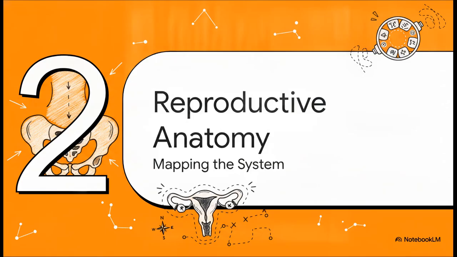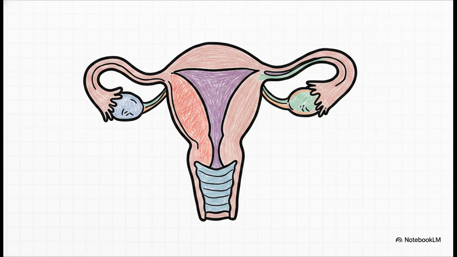Moving right along to Section 2, Mapping the Reproductive Anatomy. So the uterus is actually made of 3 distinct layers. You've got the inner endometrium, that's the layer that swells up every single month to accept a fertilized egg, then the thick, muscular middle layer called the myometrium, and the outer perimetrium.